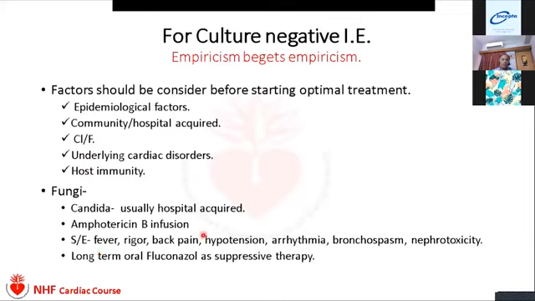Fungus is one of the causes that is very difficult to treat, and the commonest fungus that produces infective endocarditis is hospital acquired Candida. Amphotericin B is the drug of choice, but with very high side effects like fever, rigor, hypotension, arrhythmia, bronchospasm, and nephrotoxicity. And sometimes it may need fluconazole for long term oral suppression therapy.